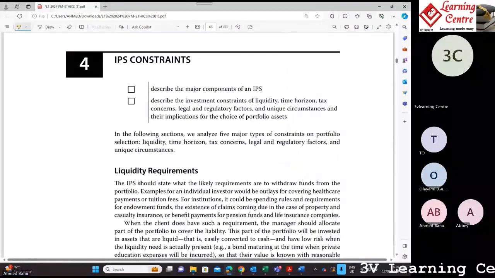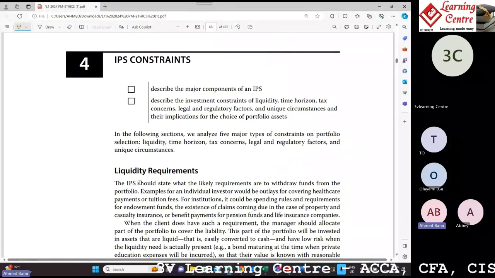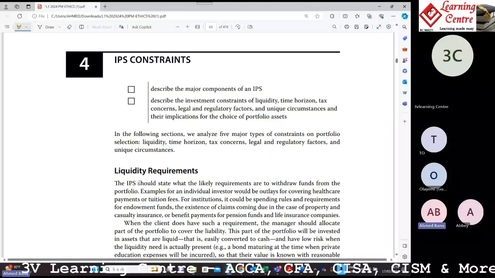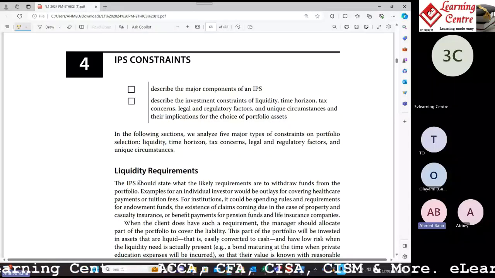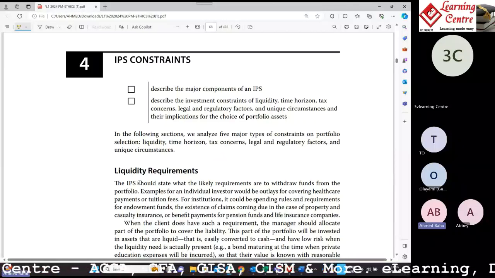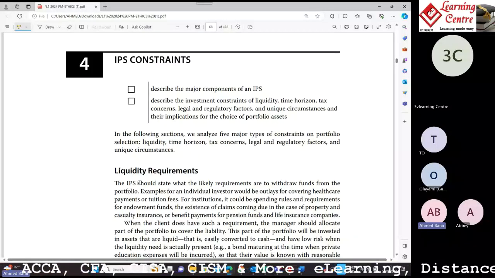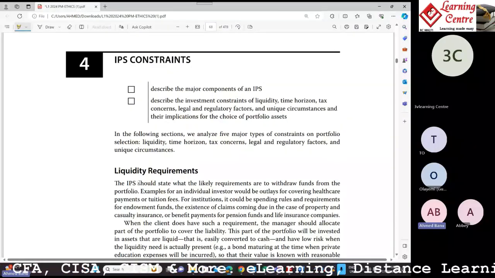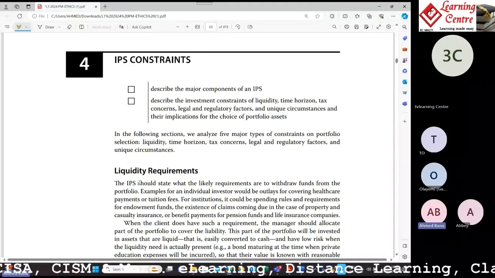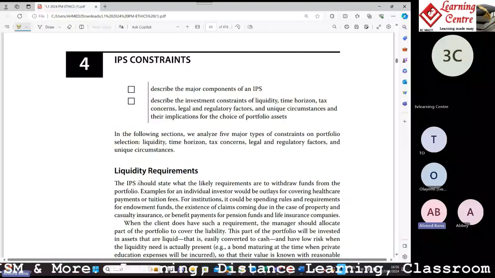Okay, now we have talked about return objectives. We have talked about risk objectives. We have told you that your return objectives must be consistent with your risk objectives. We have told you that your risk objective is driven by your risk tolerance, and your risk tolerance is driven by your ability and your willingness to take risk. And we said when we talk about return objective, we should focus more on your return requirements, meaning the return that you need to earn in order for you to meet that future investment goal.